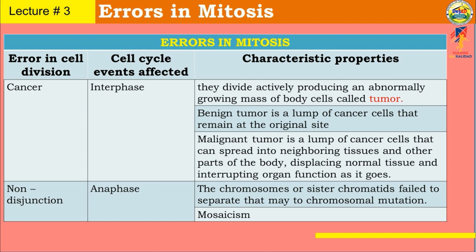Another characteristic is mosaicism. It is a condition in which cells within the same person have different genetic makeup. This condition can affect any type of cell, including blood cells, egg and sperm cells. So those are some common errors in mitosis: cancer and non-disjunction.